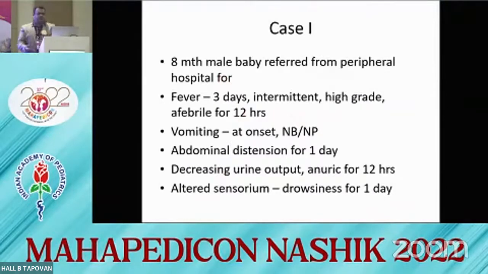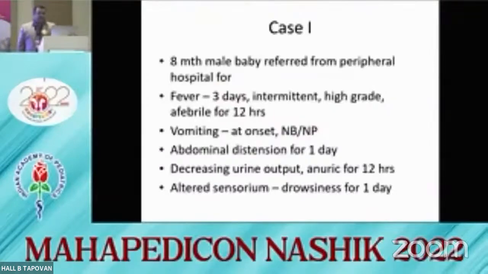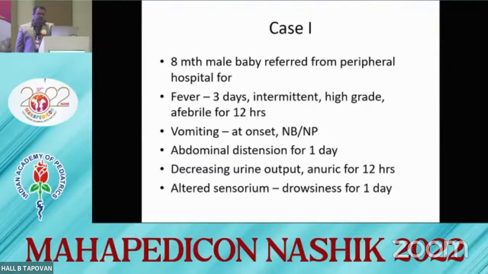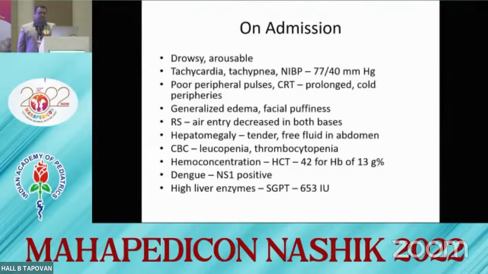So this was a month back. This is an eight month old male child who was referred from a peripheral hospital with fever for 3 days. The child has been afebrile for the last 12 hours. The child had vomiting at onset, which is non-bilious, non-projectile. The child has had abdominal distension since a day. There has been decreased urine output since the last 12 hours, and that is the prime reason why the child was sent to us. And the child has been drowsy since the last 1 day, has not been accepting feeds very well. The child was drowsy but arousable.